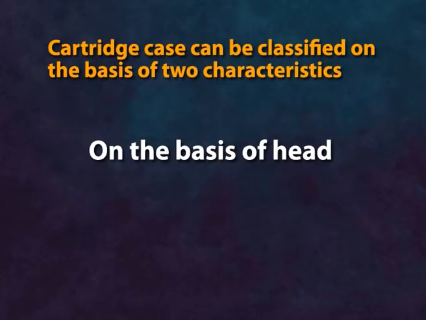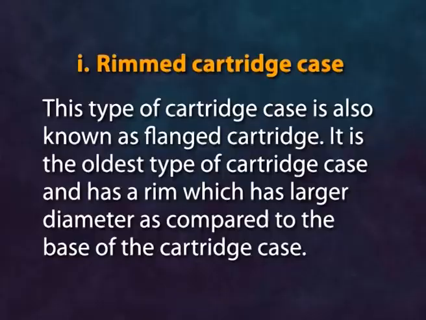The second classification of the cartridge case is based on the basis of head. On the basis of head of the cartridge case, it has been divided into 5 categories. First is rimmed cartridge case. This type of cartridge case is also known as flanged cartridge. It is the oldest type of cartridge case and has a rim which has a larger diameter as compared to the base of the cartridge case.